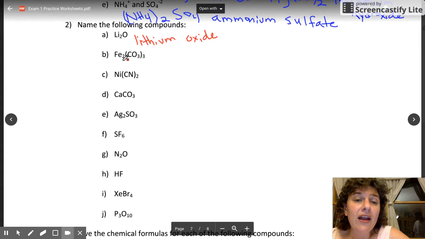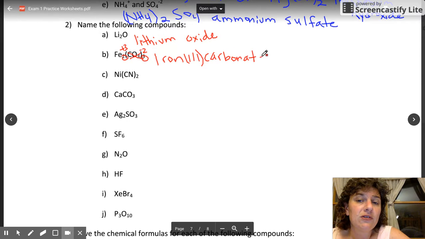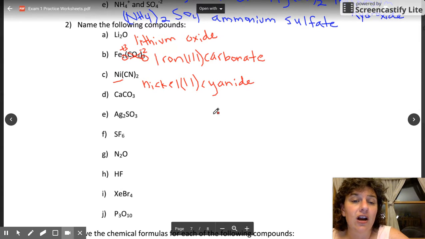All right, now we have iron here, and iron forms more than 1 charge. So we have to say iron, and we have to figure out what the charge is. This one happens to be +3, and this one happens to be -2, and we can tell because these just get switched. So this is iron 3, and this was carbonate. Remember, we did carbonate up above. Carbonate comes directly off the polyatomic ion chart. Nickel forms more than 1 charge. It's a transition metal. So we have nickel, and it's 2 because the charge on that is +2. And cyanide comes directly off the polyatomic ion chart.